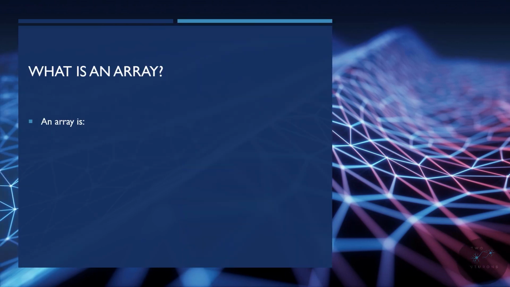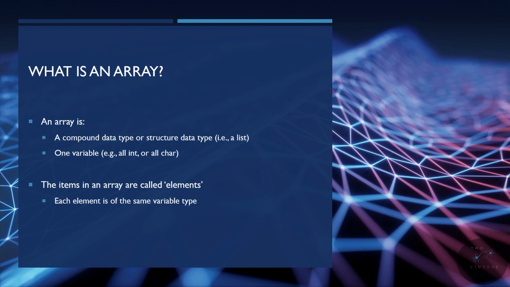So, what is an array? An array is a compound data type or structure. It is a list, in other words, of one type of variable. I'm going to say this multiple times. So it can either be a set of integers, a set of characters, a set of doubles, but it's just that one type. The items in an array are called elements. And again, each element is of the same variable type. So again, either all integers or all characters. And each element of an array can be accessed directly and changed directly.